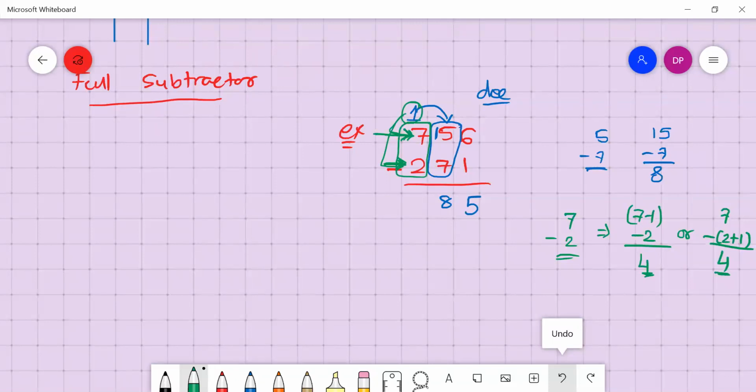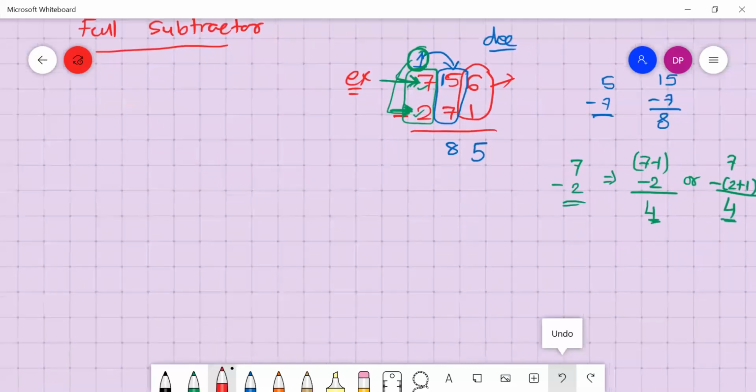So what we have to do is, we not only subtract these two numbers, we also take care of the borrow that was given earlier. So the full subtractor will take care of this. In order to do 6 minus 1, we require a half subtractor. It will solve the purpose. For 5 minus 7, the half subtractor will also solve the purpose, but the previous borrow should be taken into account. Then we can make the full subtractor.